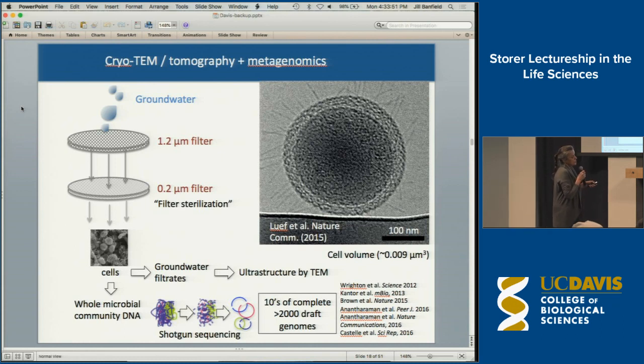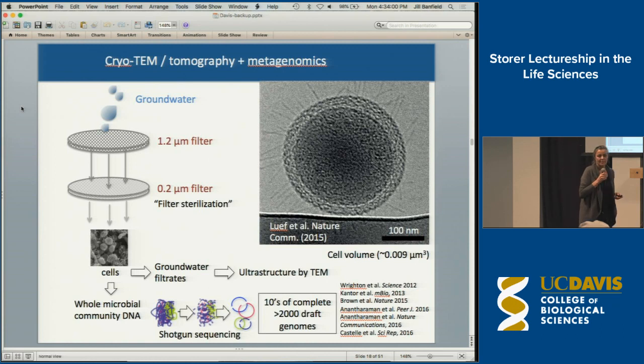So, because we have tomographic data, we can calculate exactly the volume of these cells, and it was determined that they were about 0.009 cubic microns. Now, that doesn't probably mean much to any of you, but I want to tell you that that's the theoretical minimum size for life. It's not below, it's right at the theoretical size calculated by others.